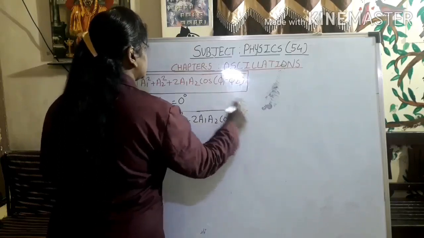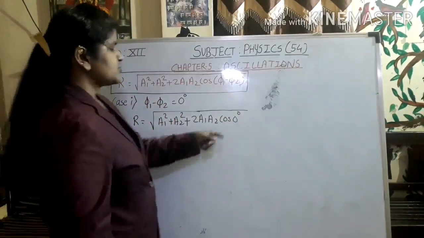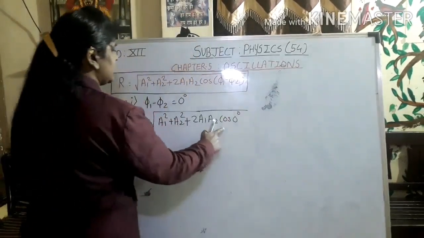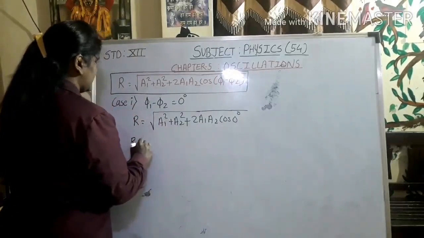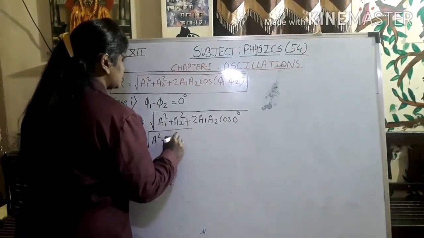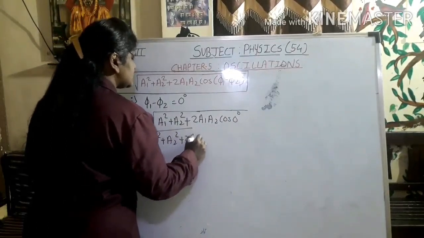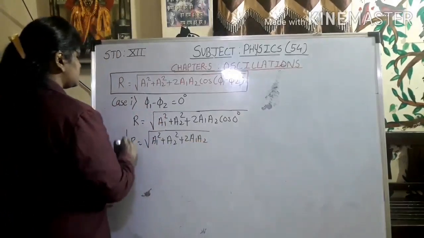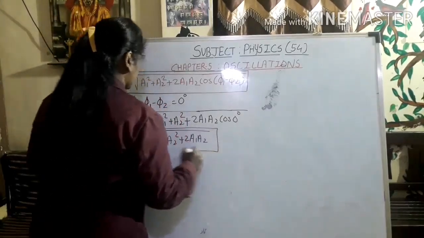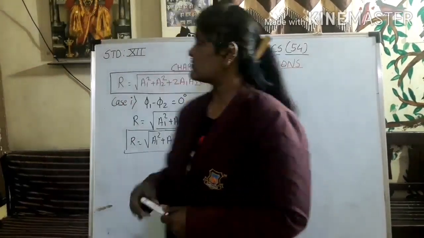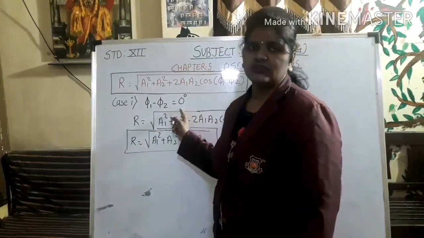Am I right? Yes, because this is nothing but 0. So what is cos 0? Cos 0 is 1. So we are going to put the value over here. I will get r as the square root of a1 square plus a2 square plus twice a1 a2, which is the resultant amplitude when phi1 minus phi2 is 0.